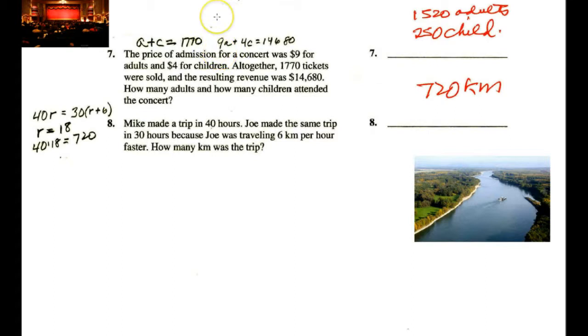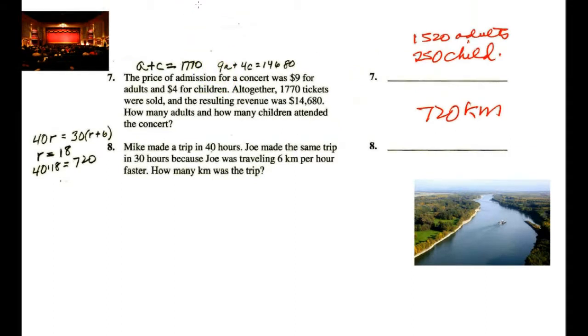Example 7, where we have the price of admission for a concert, and there I have a little bit of a concert hall there, was $9 for adults and $4 for children. Together, 1,770 tickets were sold, and the resulting revenue was $14,680. How many adults and how many children attended the concert?